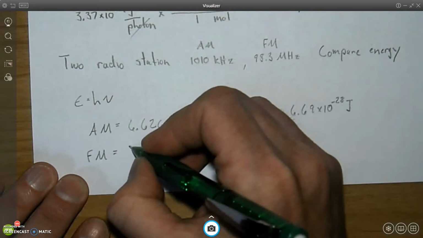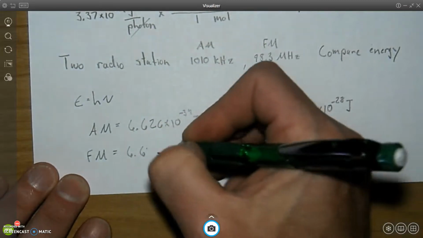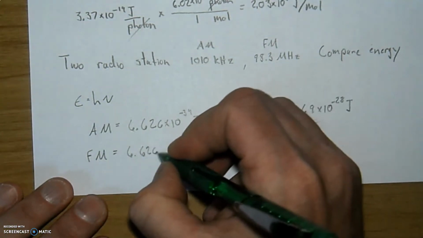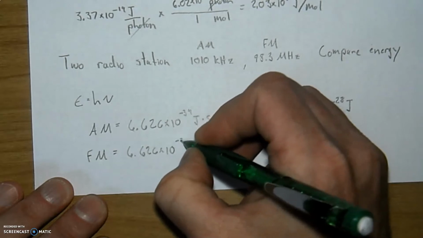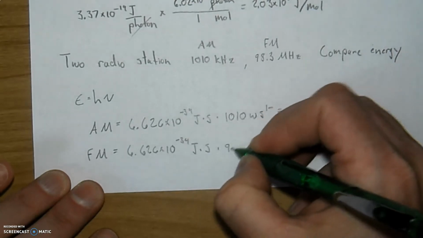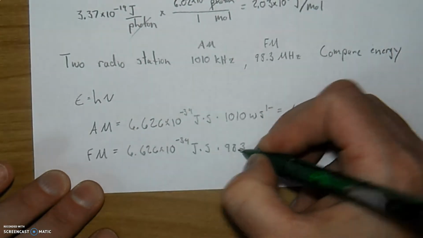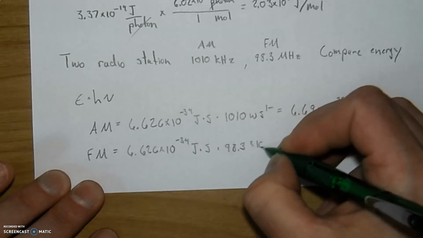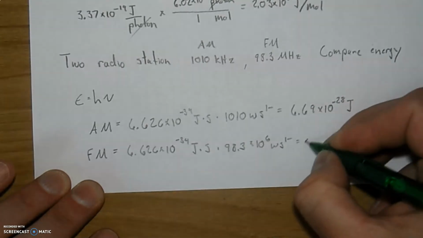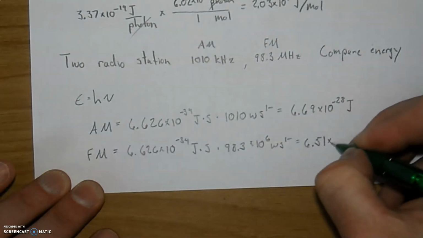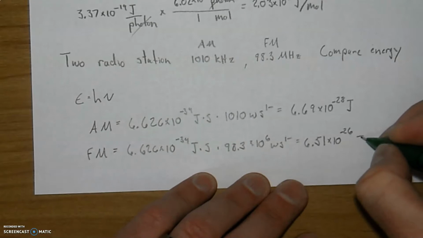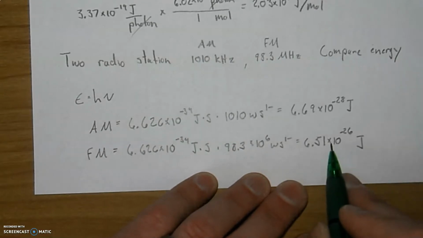On the FM dial, same number, 6.626, joules times seconds. And we'll do the whole 98.3. And these are megahertz, so mega is times 10 to the 6th. Again, waves per second. This time we get 6.51, but the number is times 10 to the negative 26th. So apparently this has 10 times more energy than these guys do.